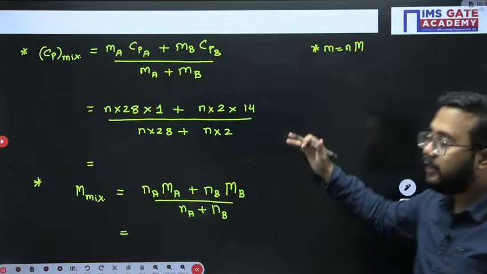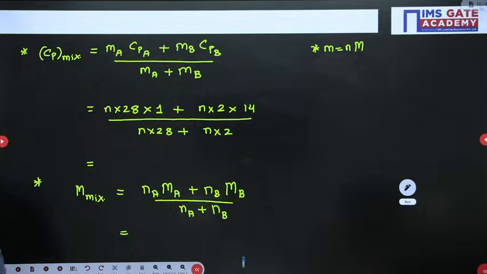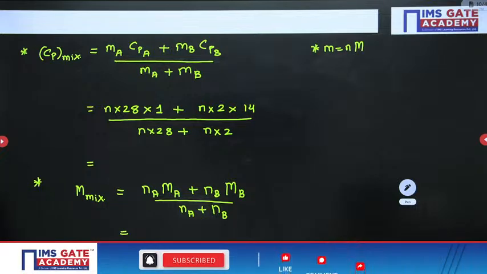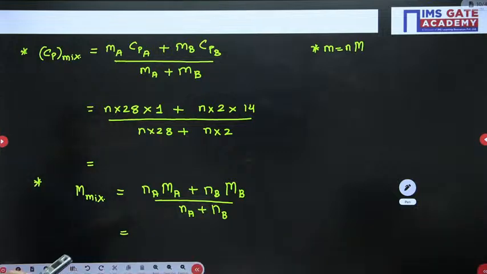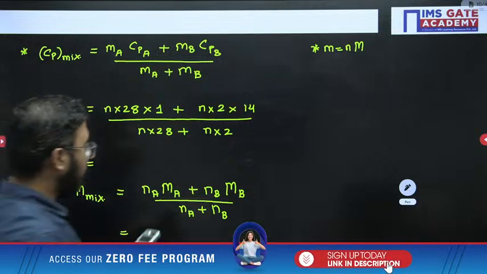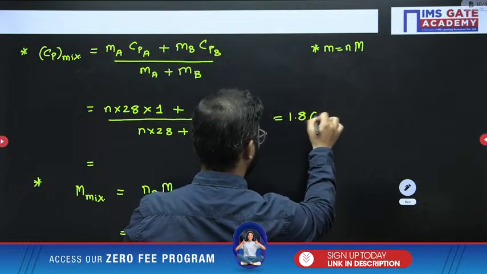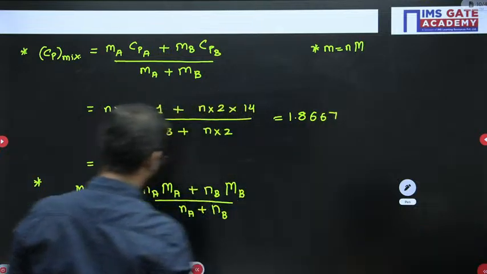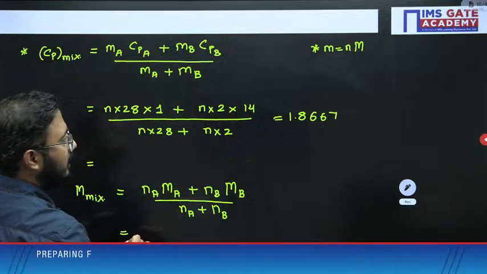So, first of all, Cp of a mixture, everyone should calculate. Everyone should calculate Cp of the mixture. Cp of mixture. So, this is 28, okay. 28 it is there, and then 14 into 2, again 28, divided by it is 30. So, it is coming around 1.8667 approximately.